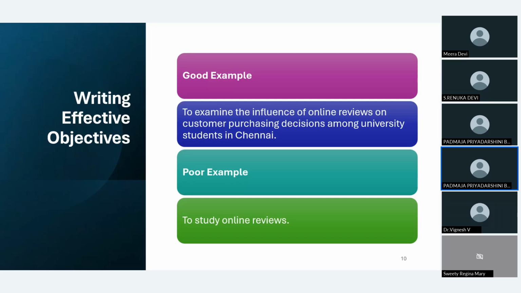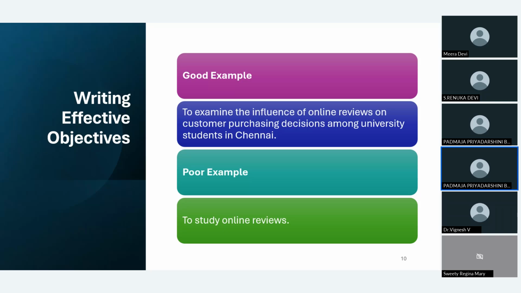So can we give some examples? A good example is to examine the influence of online reviews. Usually, when we want to book a hotel, we go with the reviews and ratings. When we want to make some purchase decisions, we go with the reviews and ratings. So this is a good example to examine to what extent these online reviews are really impacting customer purchasing decisions. Especially, we should be focusing on one particular segment. So here I took the example of university students in Chennai. So this is a good example of writing an effective objective.